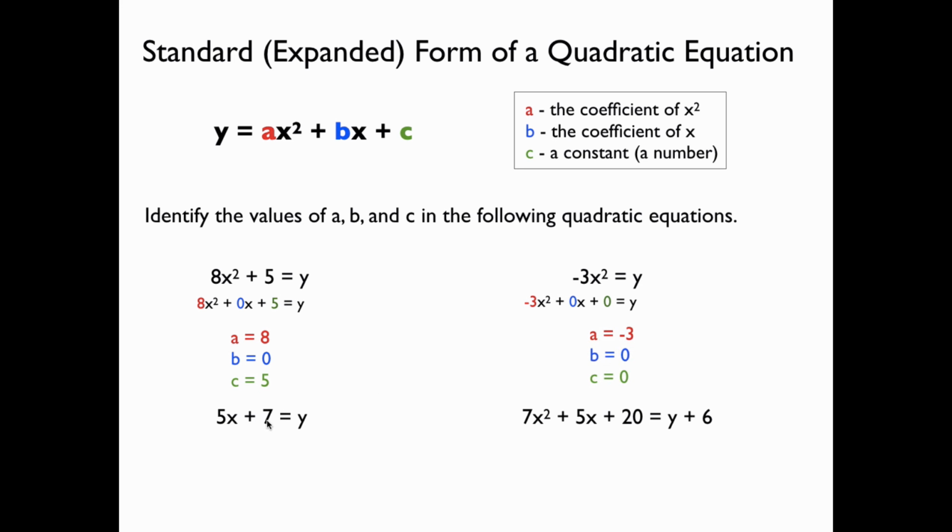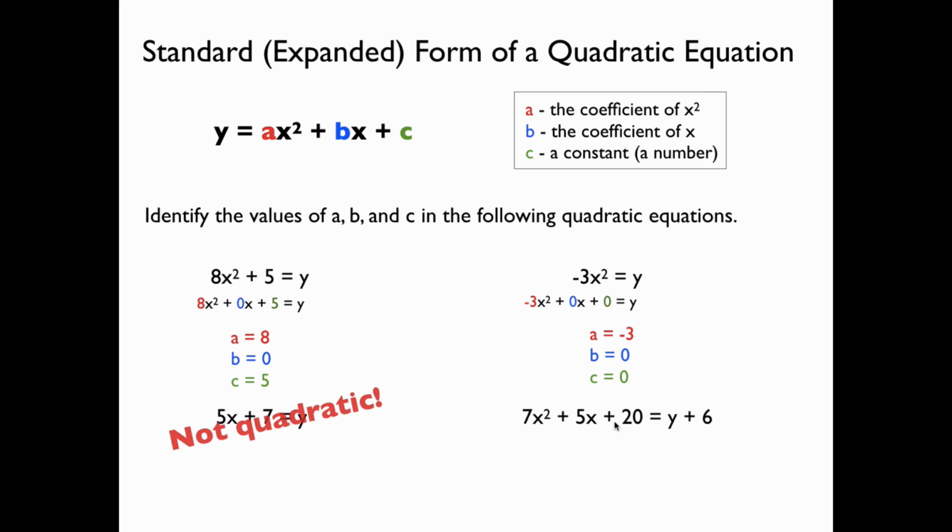Now, this third one, you might be tempted to say that the coefficient of x squared is 0, the coefficient of x is 5, and the constant is 7. However, you'd be wrong, because even though you're analyzing this as a quadratic equation, it's not. Quadratic equations always involve squaring the variable. This does not square the variable, so it's not a quadratic equation. It's a linear equation, so we don't need to interpret it as a quadratic.